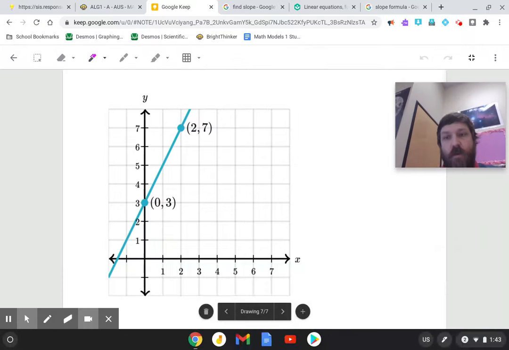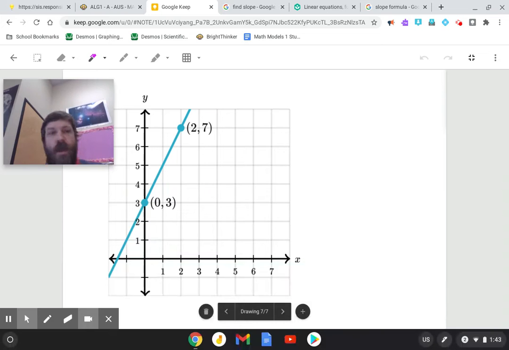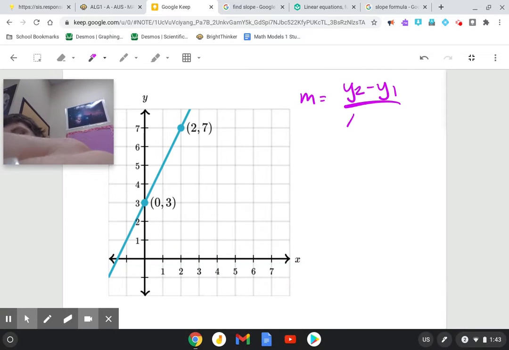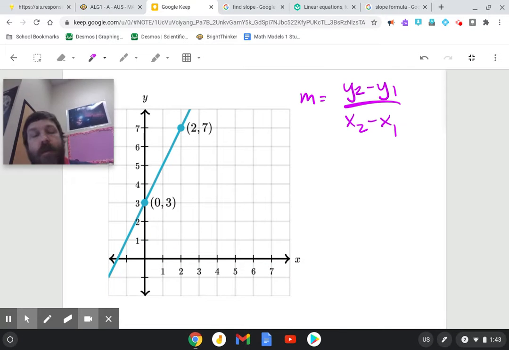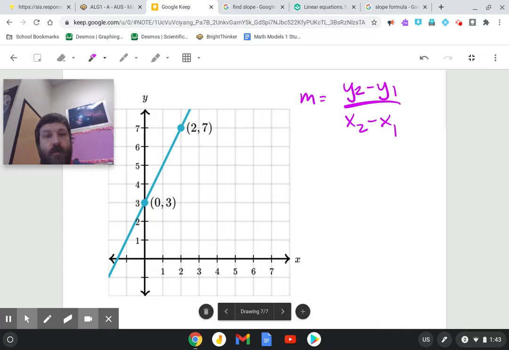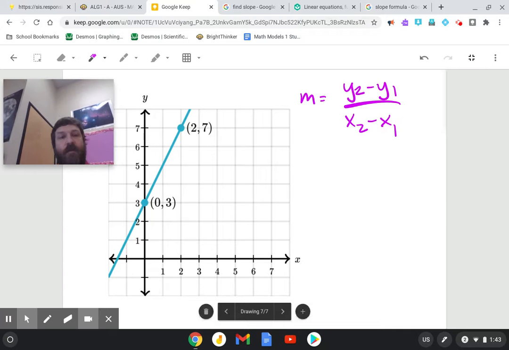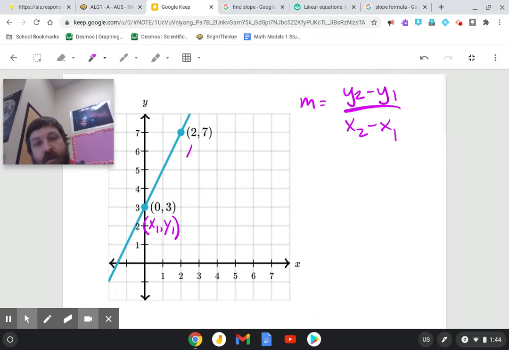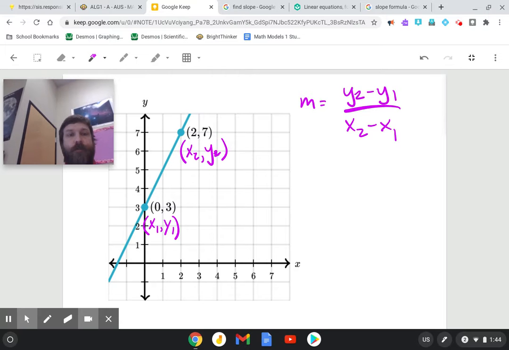All right. So we know we want to find the slope. And the formula, and I'll write it again here, is m equals, m is the letter we use for slope, y2 minus y1 divided by x2 minus x1. So where do these x and y numbers come from? X and y numbers come from the points on the graph. So (0, 3), we'll call that point 1. That's going to be x1, y1. And then (2, 7) is going to be x2, y2. So those are where we're getting those values from.